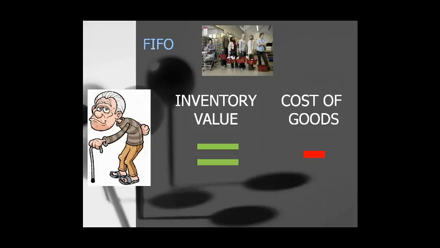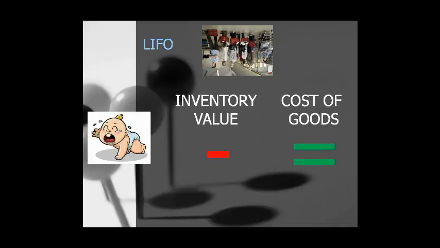Now, that's FIFO. Look at what happens with LIFO. With LIFO, it stands it on its head. LIFO assumes that the newest items in inventory are the first ones issued. Again, in a period of increasing cost, what this does is it tends to understate the total value of your inventory on the balance sheet. However, what it does do is it keeps the cost of goods sold close to the current market cost.